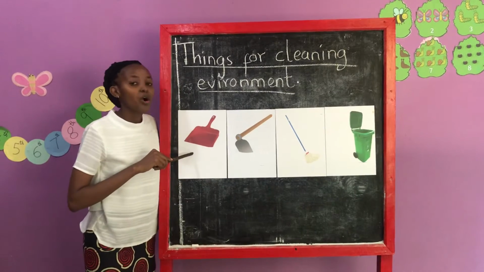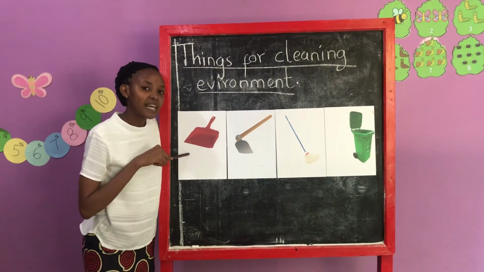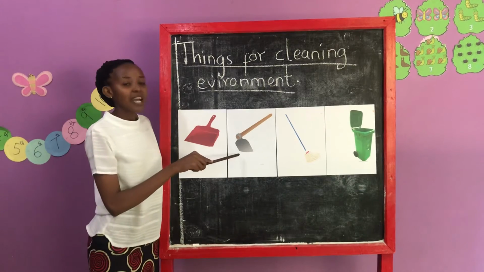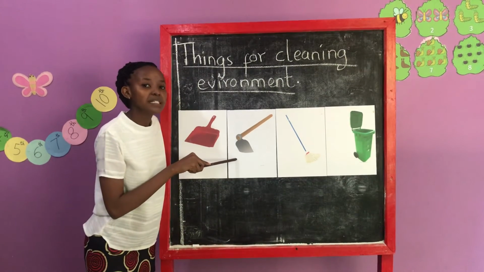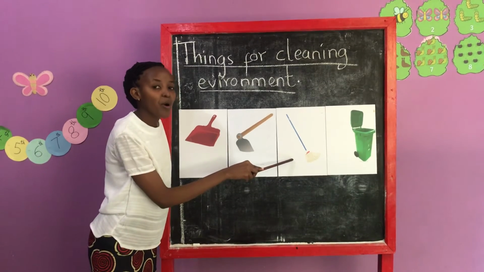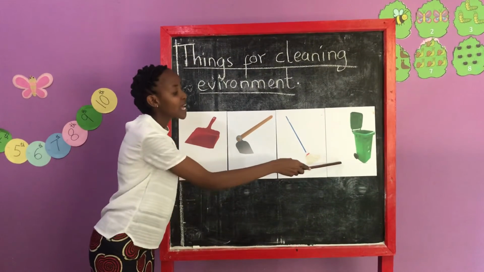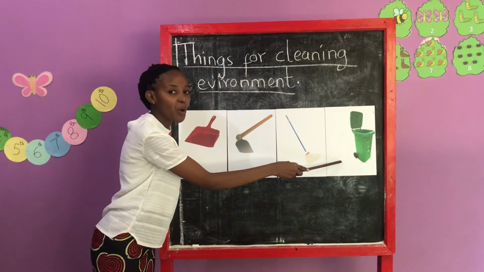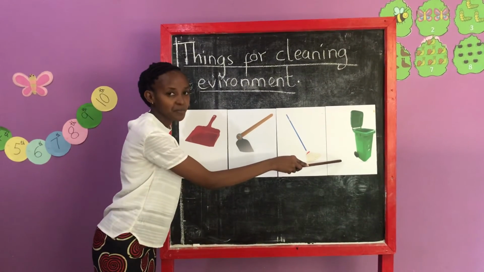A dustpan is for collecting dust. A hoe is for digging. A mop is for mopping. A dustbin is for putting dust.